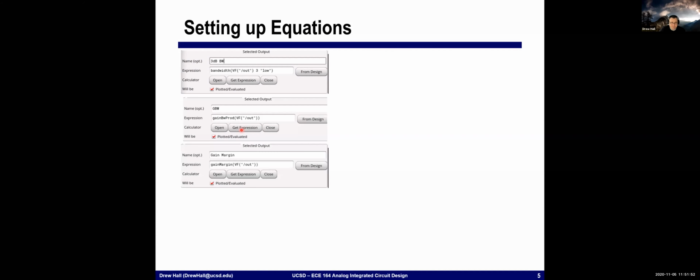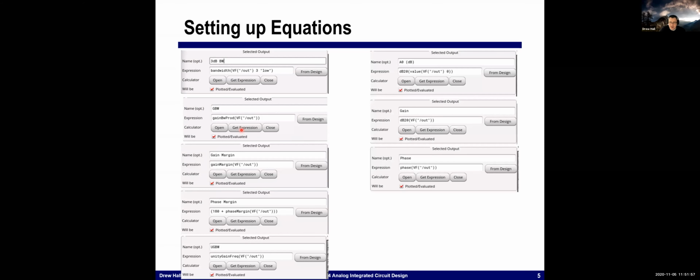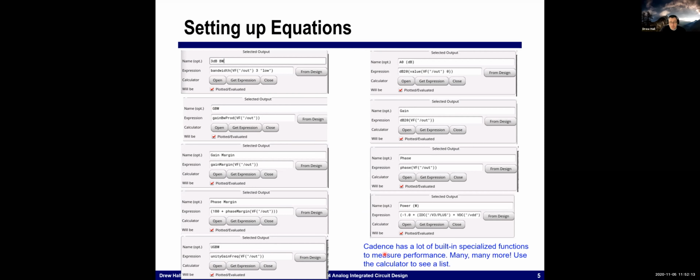And so you can see that there's a whole bunch of these that I've set up, and I just put them here so that you can all see them. They're all in the test bench that you will get as well, so you don't need to understand these. But essentially what this does is this allows us to calculate each of these various different components that we care about. Okay, so Cadence has built-in functions for a lot of these. It even has many, many more that I'm not talking about. If you want to see a list, you can use the calculator.